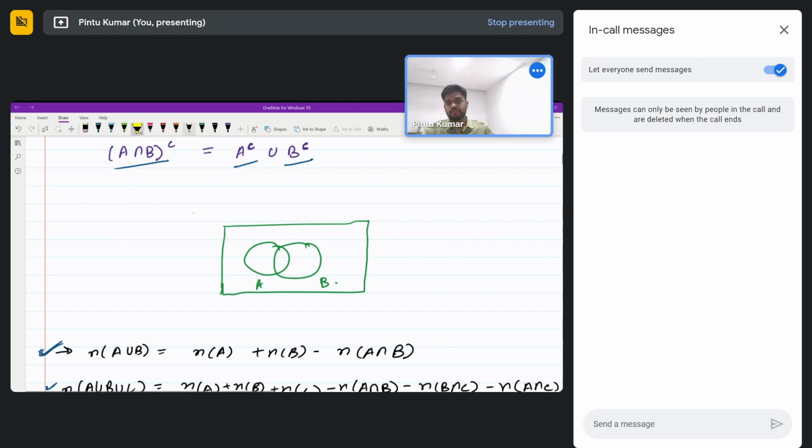So let's say you want to count the number of elements in A union B. You take the number of elements in A, and to it, you add the number of elements in B.